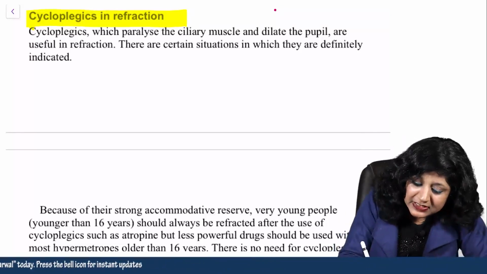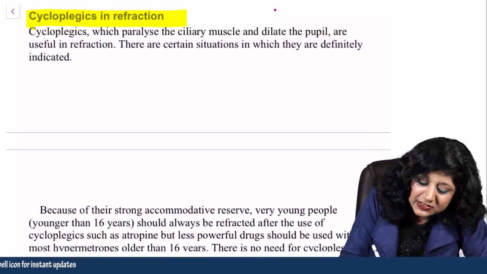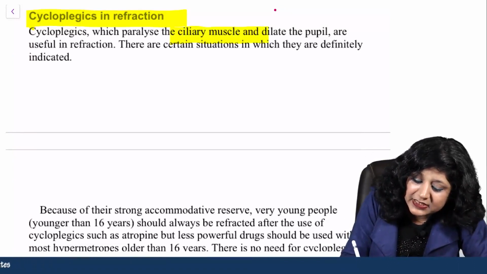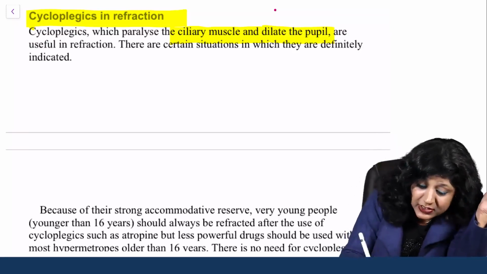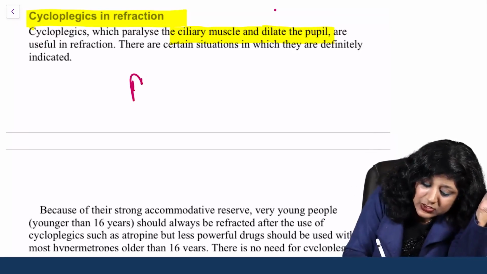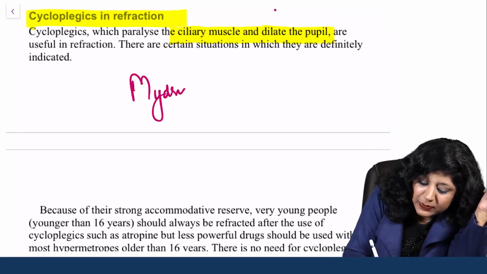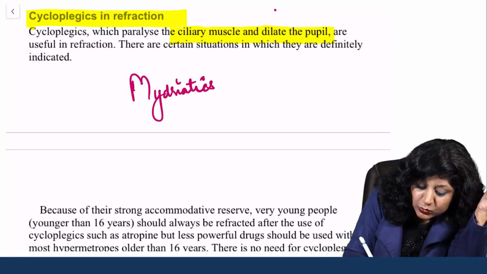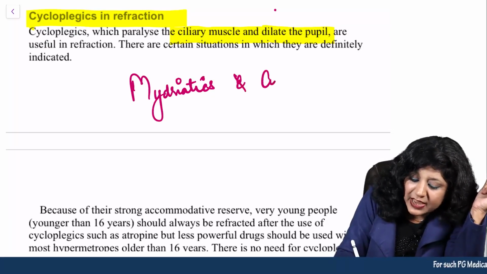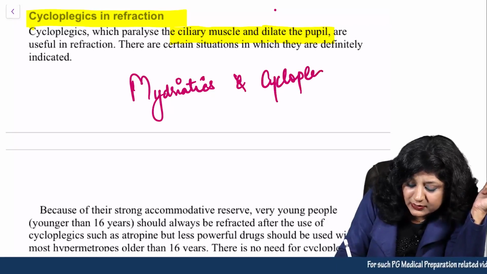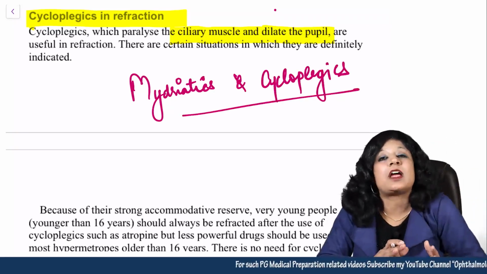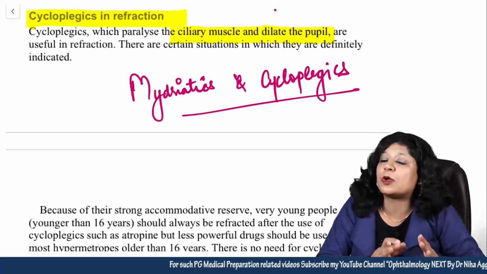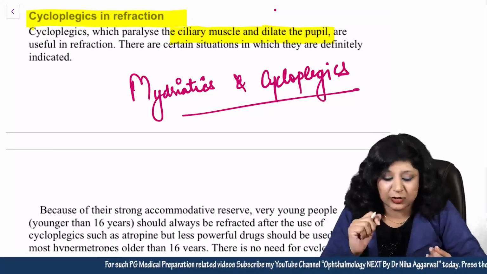Cycloplegics. Now what do you mean by cycloplegics? Cycloplegics means which are paralyzing the ciliary muscle and they are dilating the pupil. So basically when they are talking about cycloplegics, they are talking about the mydriatics and cycloplegics. So I think they should have used this word better, mydriatics and cycloplegics, but nevertheless they have said only cycloplegics. But don't get confused, when they are talking about the refraction, we are talking about both mydriatics and cycloplegics.